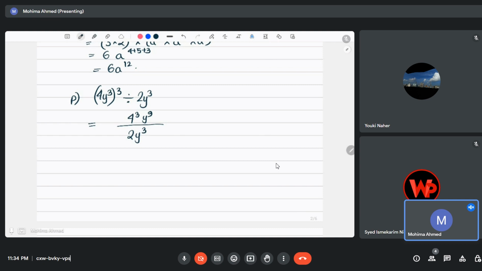When you're doing the calculation of 4 cube, it becomes 64. When you divide 64 by 2, you get 32, right? So you have 32 in this part. Another thing is that the y's over here are divided with each other with different powers, so obviously the power will be subtracted. So now you're left with 32y power 6. I know, very easy maths to work with.